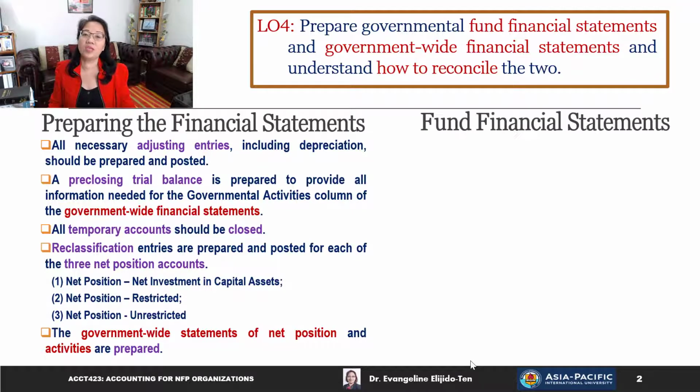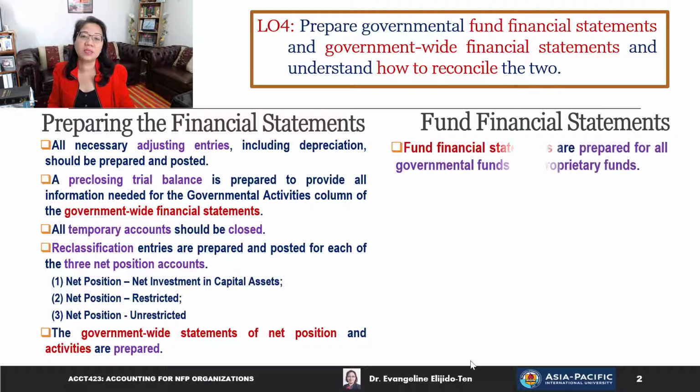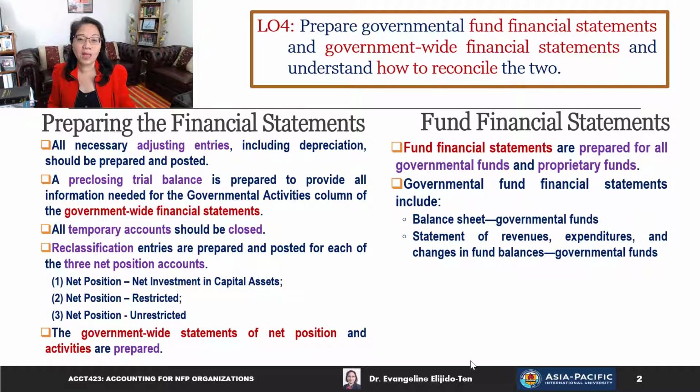In terms of the fund financial statements, the fund financial statements are prepared for all governmental funds as well as proprietary funds. The governmental fund financial statements would include the balance sheet, governmental funds, and the statement of revenues, expenditures, and changes in fund balances, governmental funds. I know it's a mouthful, but these are the official terms for the financial statements for funds.